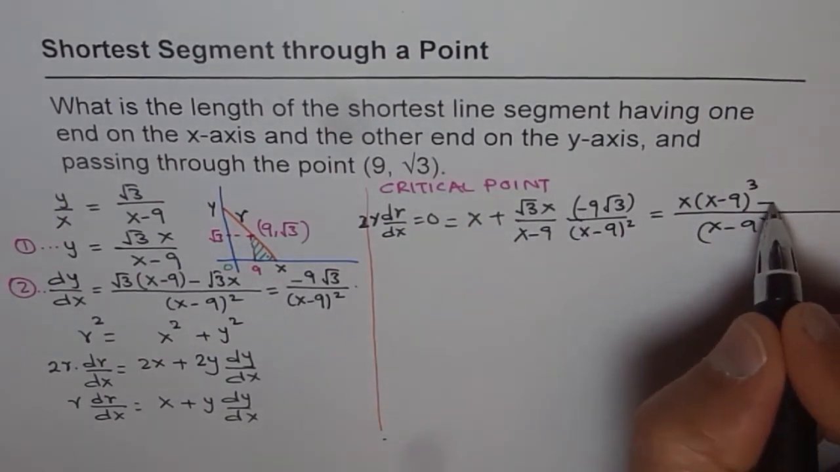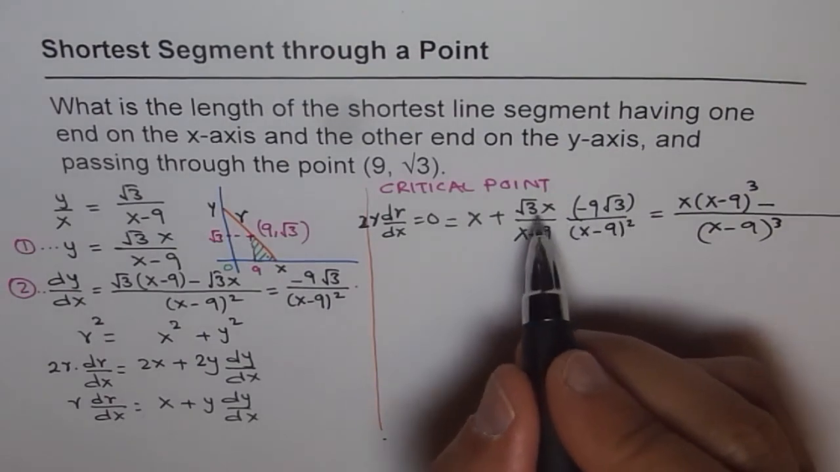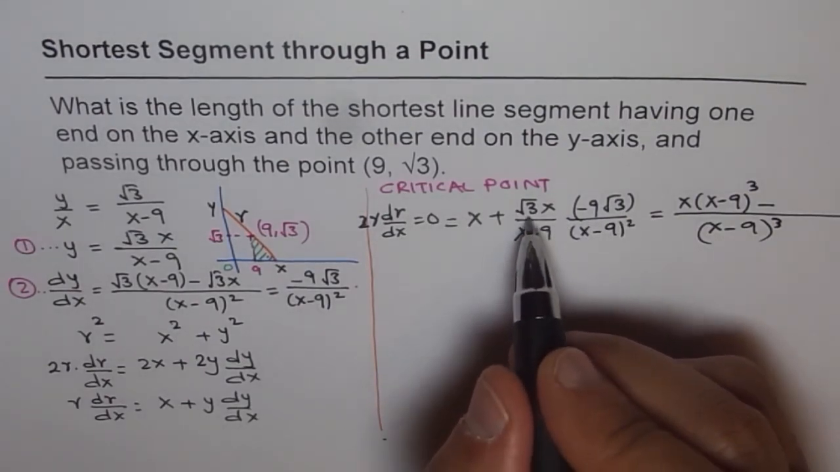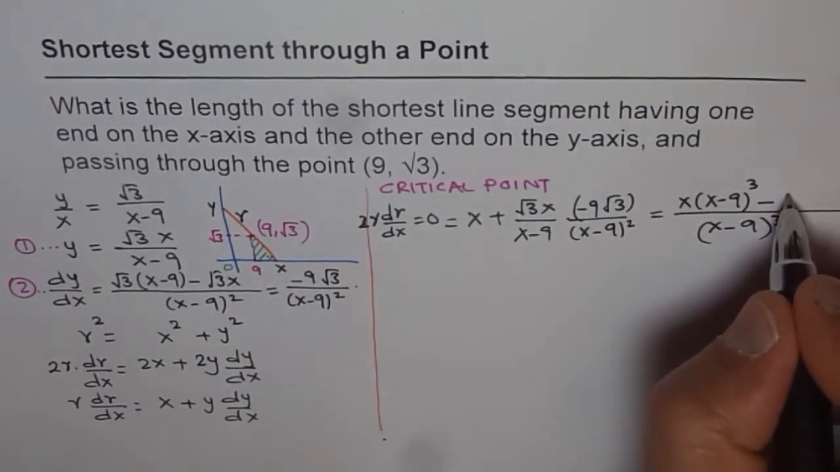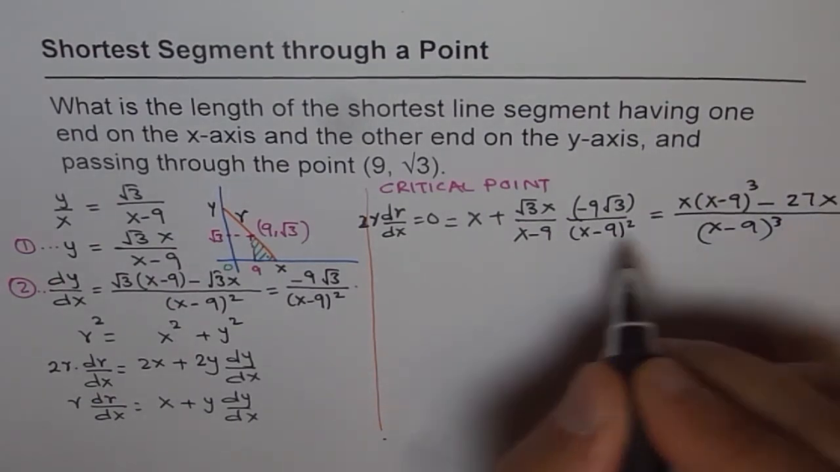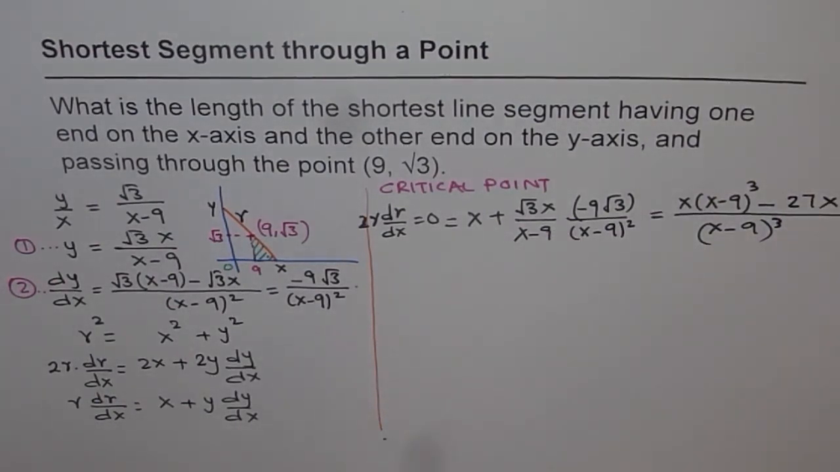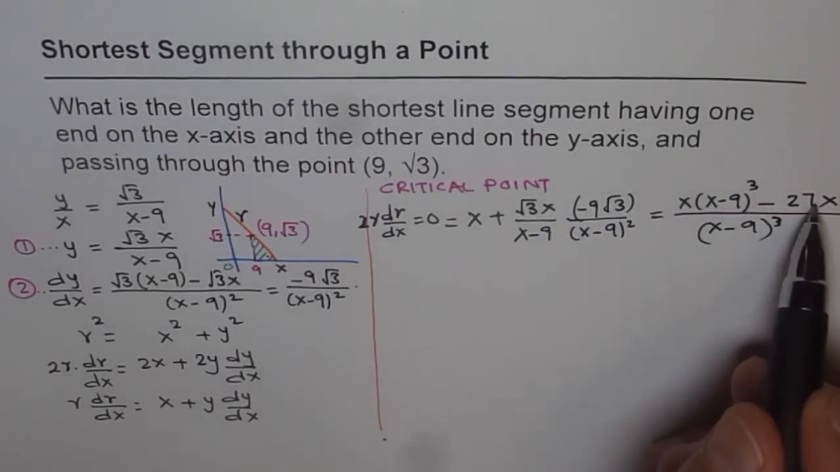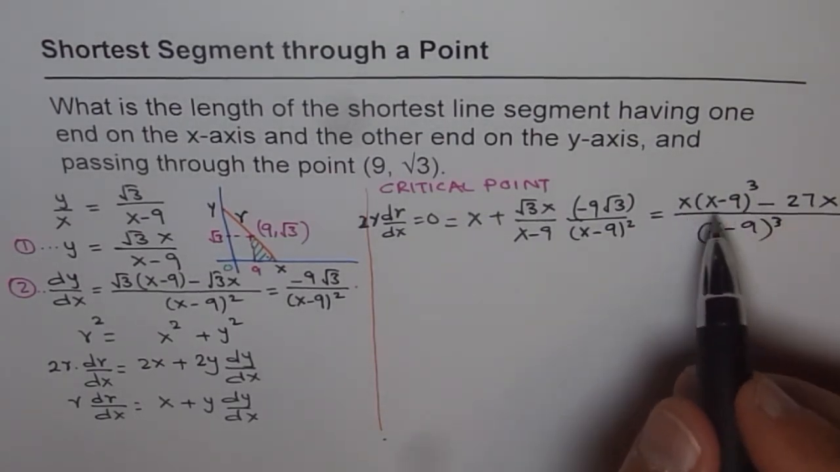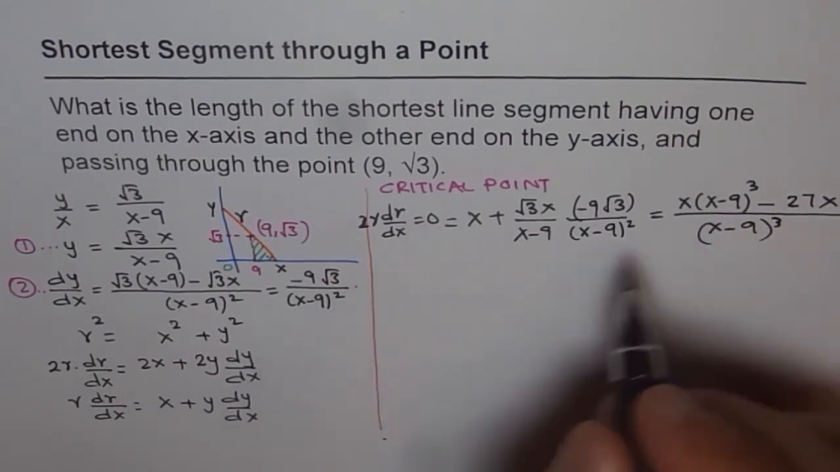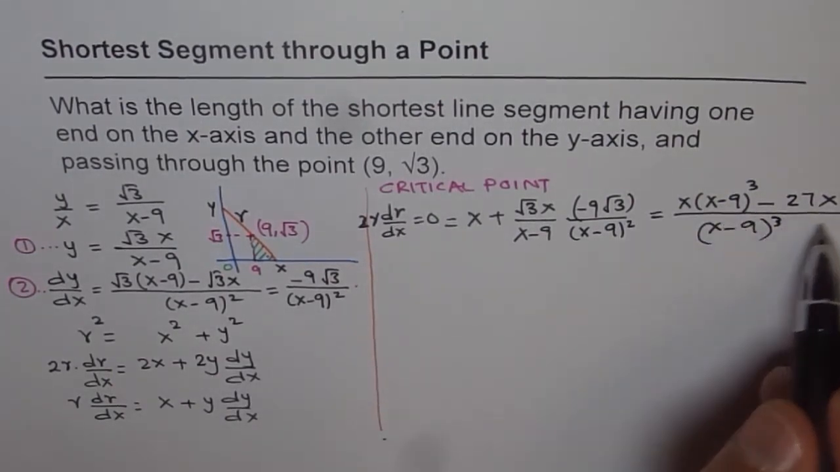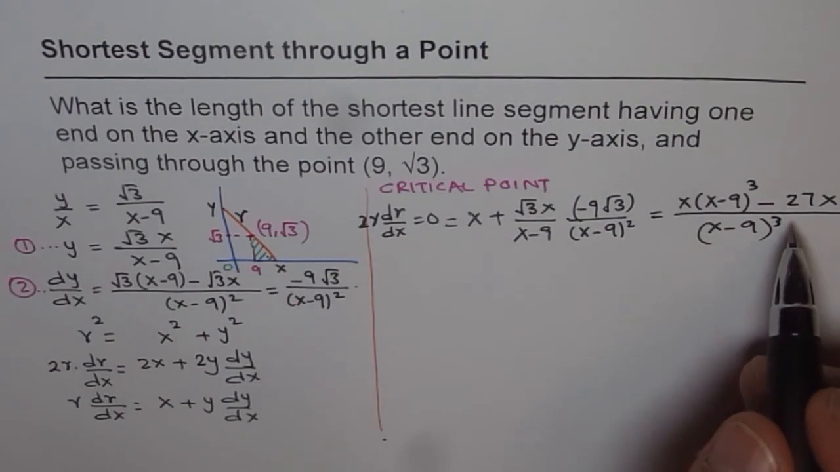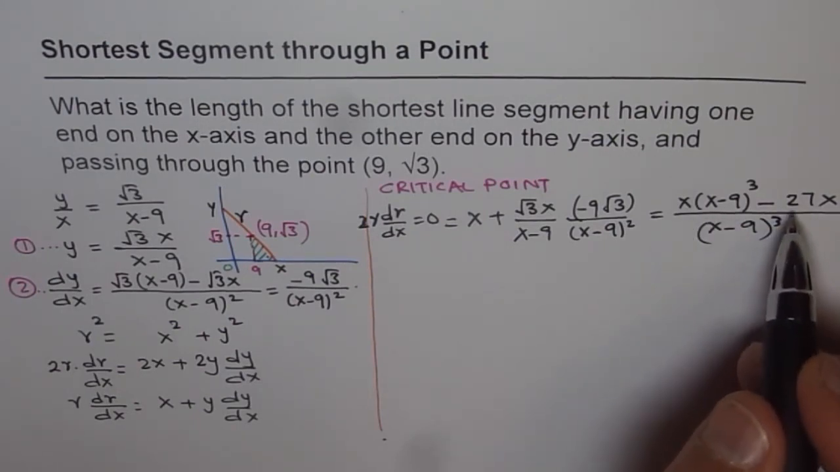So we get minus square root 3 times square root 3 is 3, and then 9 is 27, so minus 27x, correct? So that is what we get in the numerator. Now for that to be 0, the numerator should be 0, correct? So we have basically dr/dx equals this particular function. Now we can equate the numerator to 0 and solve.